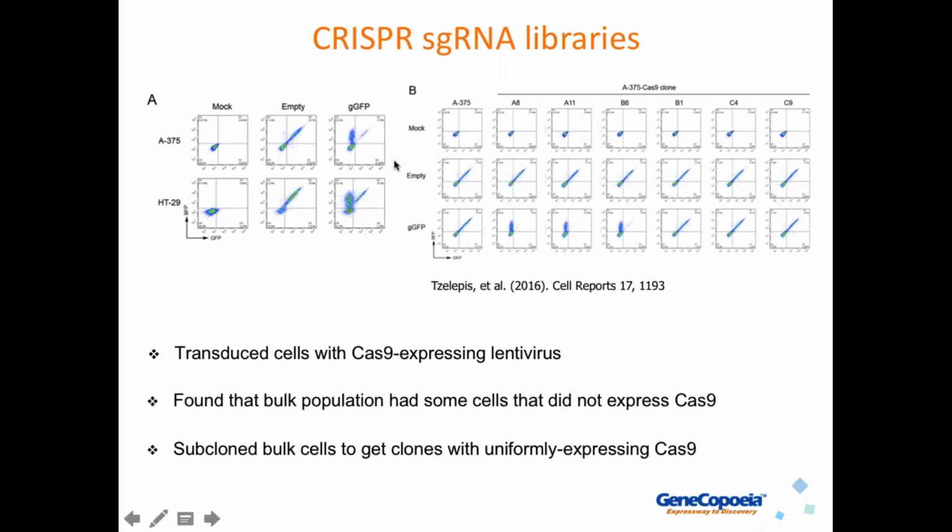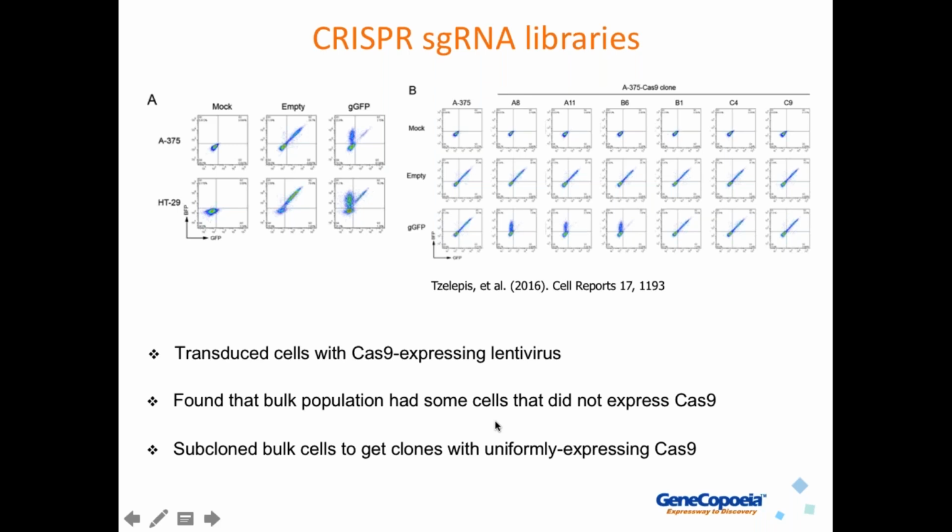And so what they ended up doing was subcloning, making individual cell line clones that purely expressed Cas9 in every cell. And they looked at different clones and found a number that did express Cas9 and then a number that were negative for Cas9. And these are flow cytometry experiments, by the way.